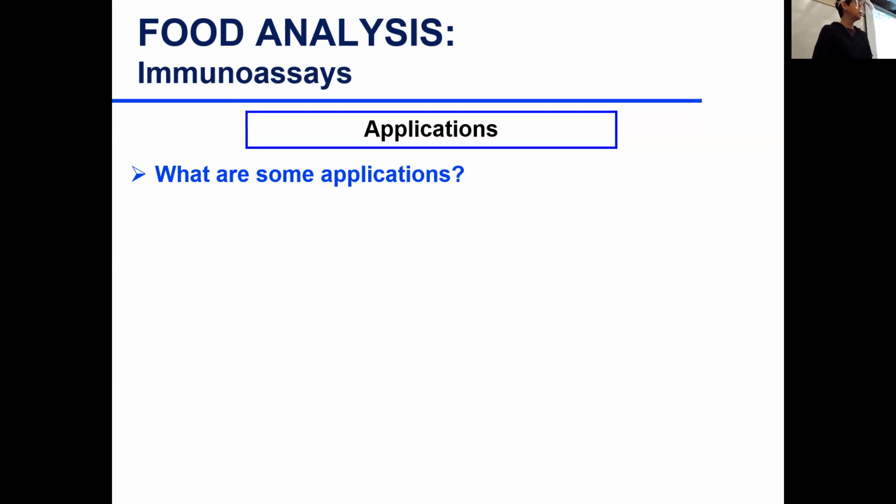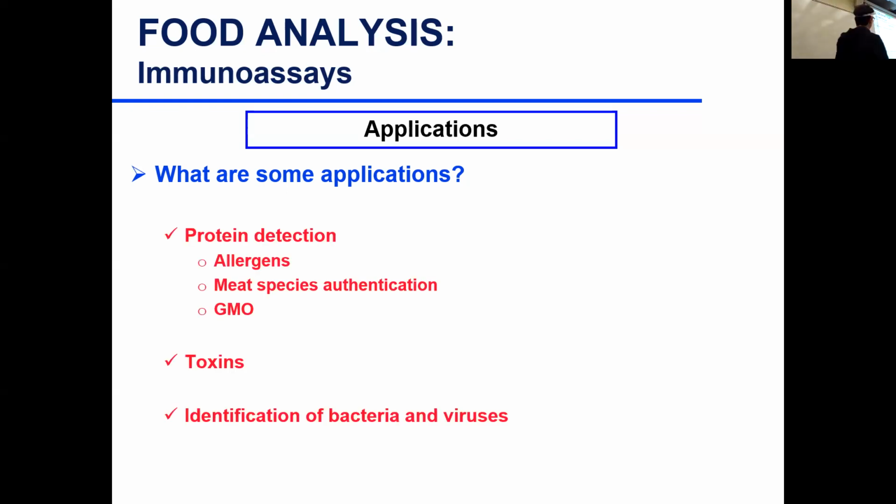Finding horse meat in a beef patty. So horse protein. You can detect the presence of foreign meat in what's supposed to be meat from beef or pork. Detection of bacteria and viruses. So lots of different applications: allergens, meat species authentication, GMOs, toxin identification, bacteria and viruses. So these are very common assays used.